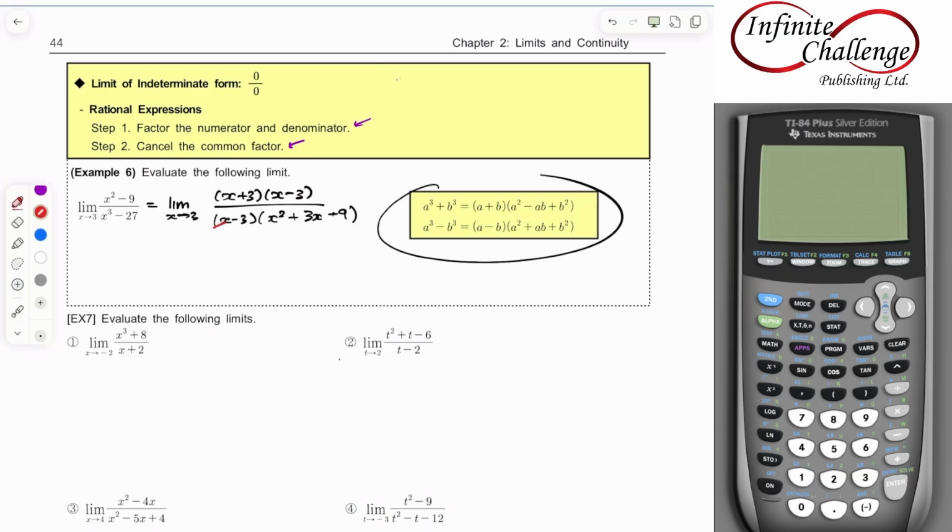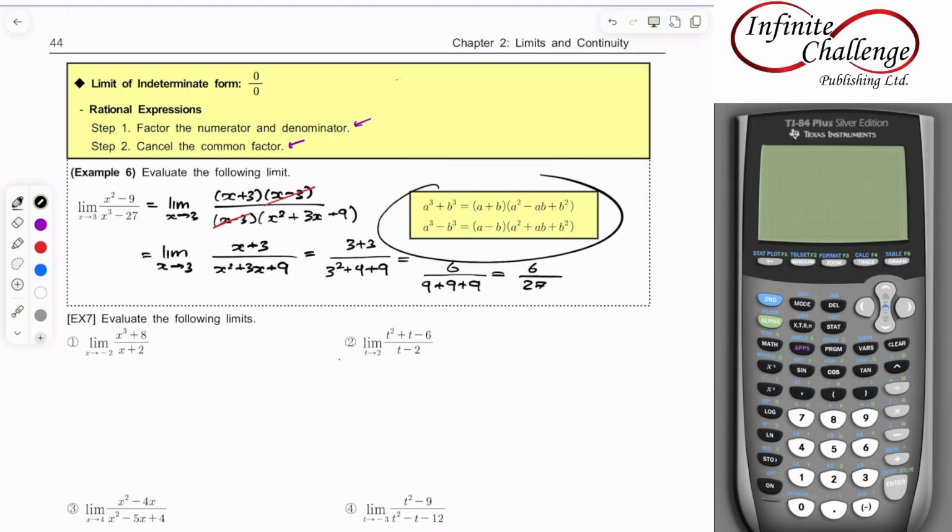I'll recognize that the x minus 3's cancel out. I say, oh, okay, well, that means the limit as x approaches 3 of x plus 3 over x squared plus 3x plus 9 is an equivalent expression, and maybe, because I can't factor it any further, there might be a chance that I do not get a 0 over 0 answer. And so we plug it in, and we get 3 plus 3 over 3 squared plus 3 times 3 plus 9, which is 9 plus 9 plus 9, which becomes 6 over 27, which is 2 over 9.